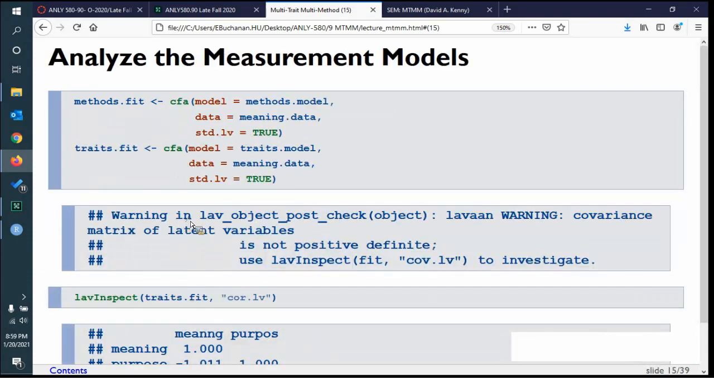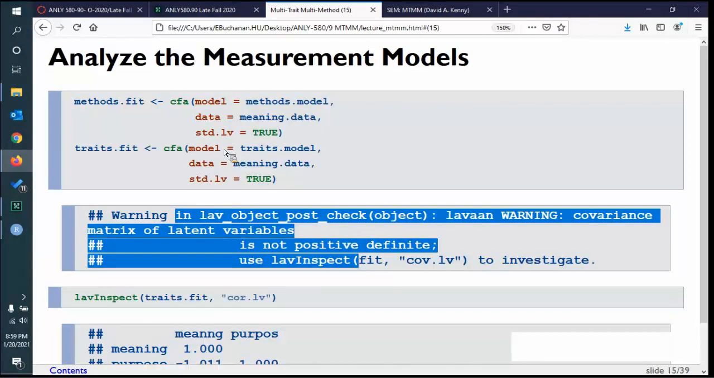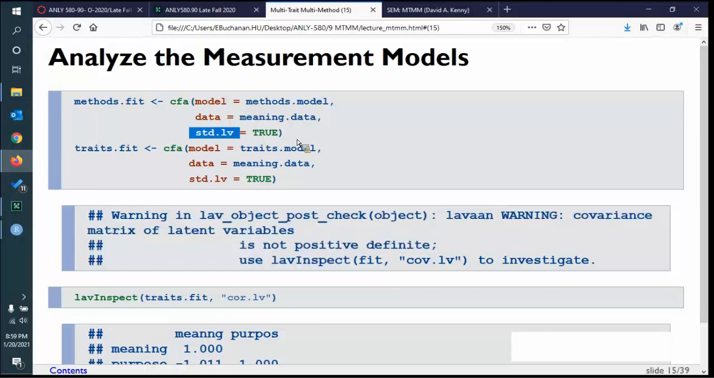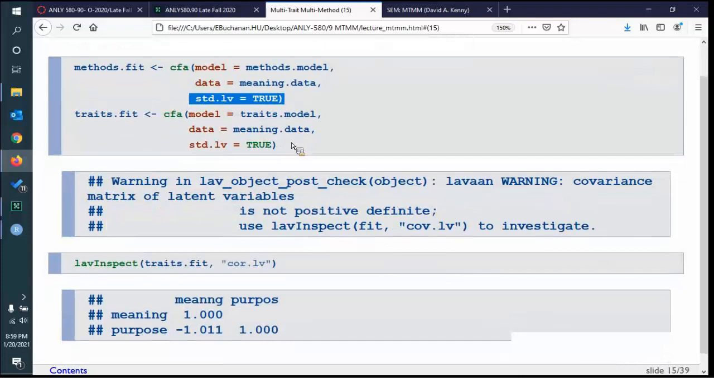And then we're going to do our traditional steps, analyze. And I can already tell I'm probably going to have some problems. Okay. My methods model ran just fine. Okay, notice I did standardize on the latent variable. My traits model, not so much. Okay. So I ran my traits correlation, and here's the issue.